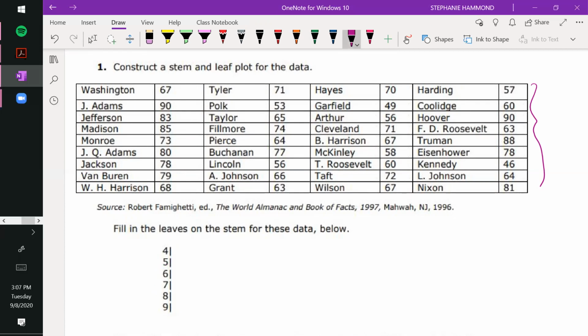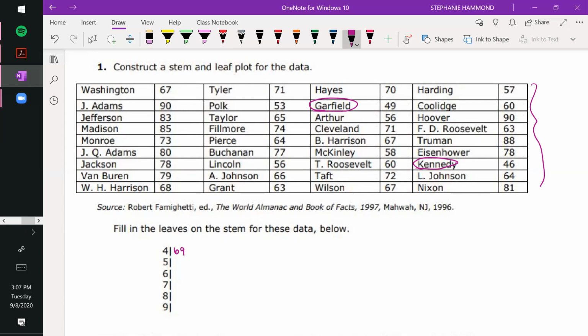For the leaves, I'm just going to add the ones place in order for every piece of data within this data set. So when I do that, I have 46, which is Kennedy's age. And then the next youngest person is Garfield, who is 49, so I put a 9 there. On this part of my stem, my 4 is the 40, so I have 46 and 49. I can see there are 2 pieces of data within this stem. And I just continue that.